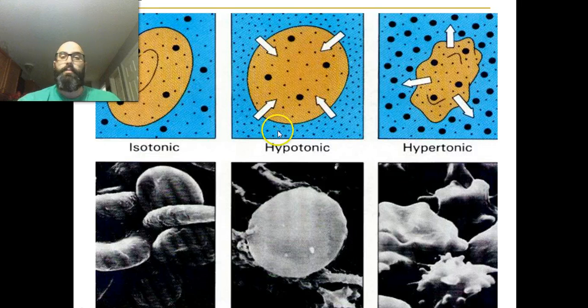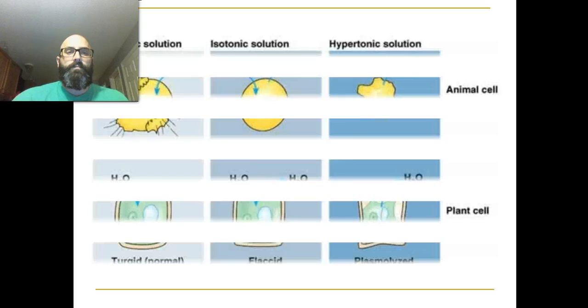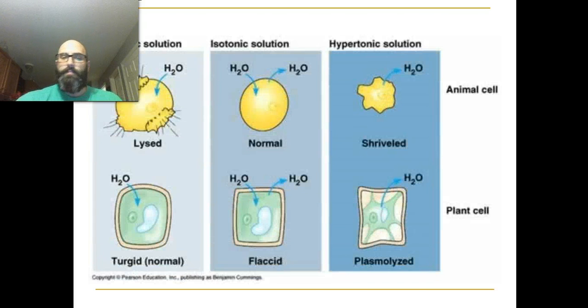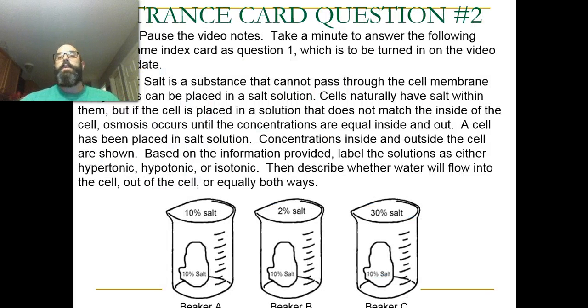If your blood is hypotonic or hypertonic, you can get swelling or shrinking of red blood cells, which then causes you to not be able to carry oxygen and carbon dioxide effectively throughout the body. That affects other cells, and you have a whole cascading series of events which ends up in you dying. Here's just another example of that situation, and boom, entrance card question number 2.